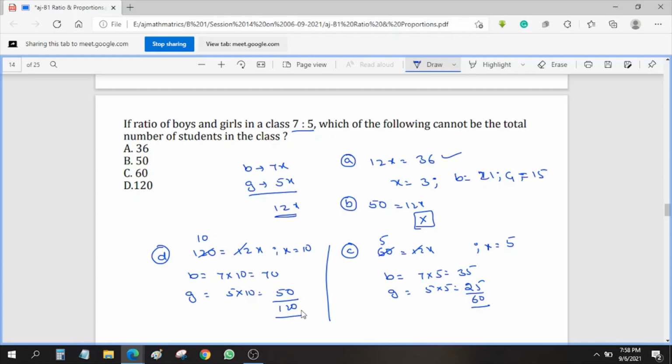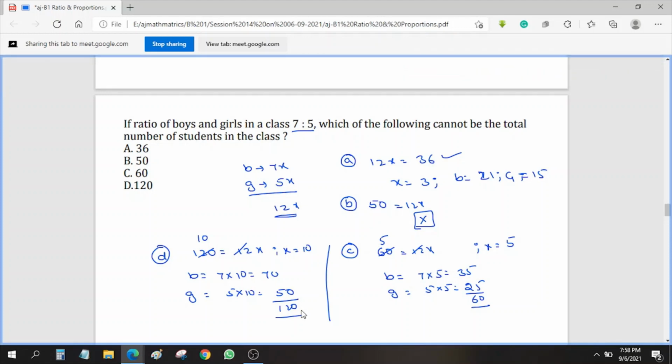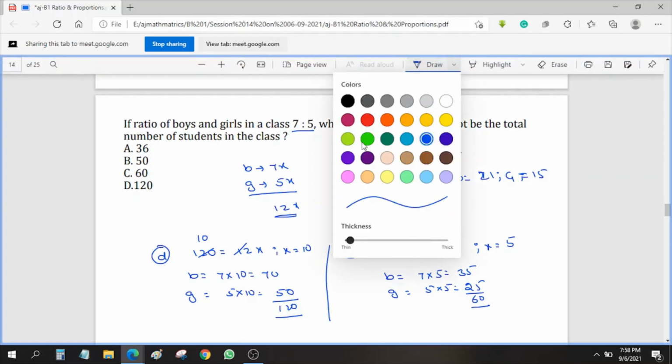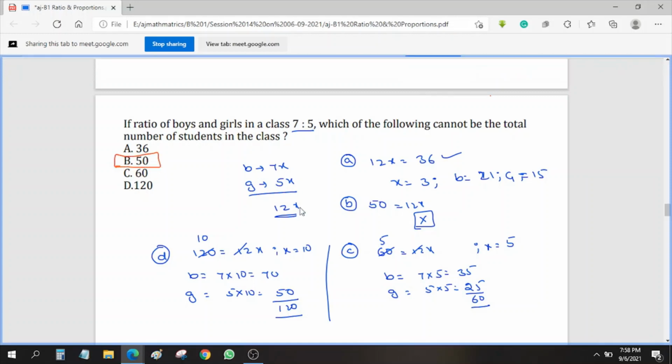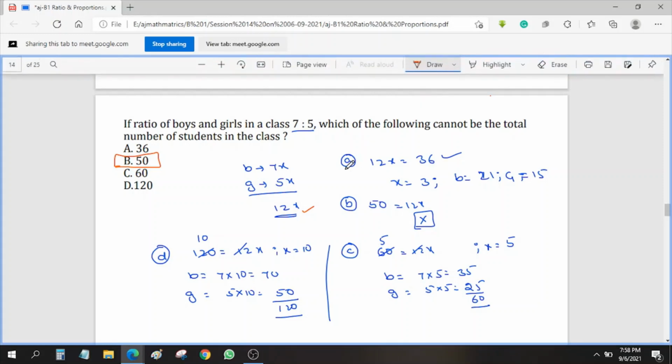So 36 students can be possible, 60 students can be possible, 120 students can be possible, but one thing is not possible, that is option B, because it is not divisible by 12. So that's why I said to just add the numbers. That doesn't take more than 1 second, right? 7 plus 5, 12. Just add that number and keep that aside, then it will definitely be helpful to solve the questions. Okay, so hope I am clear with this.